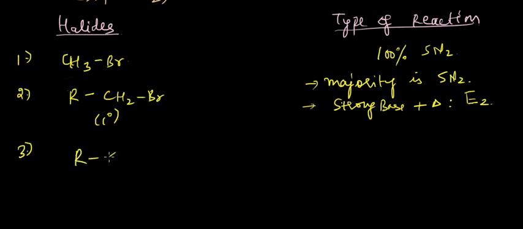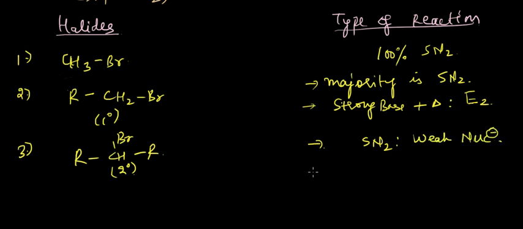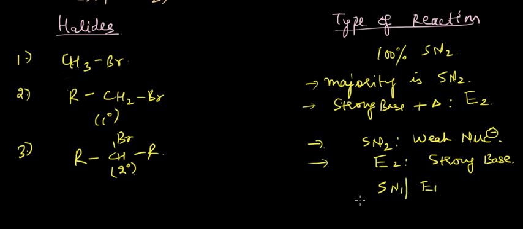Okay, what happens if we have something like this? Obviously this is a 2 degree carbon atom, so in this SN2 can happen even if we have a weak nucleophile. And second, E2 can also happen in presence of a strong base. Okay, and the chances for SN1 and E1 are also there. Good chances are there.